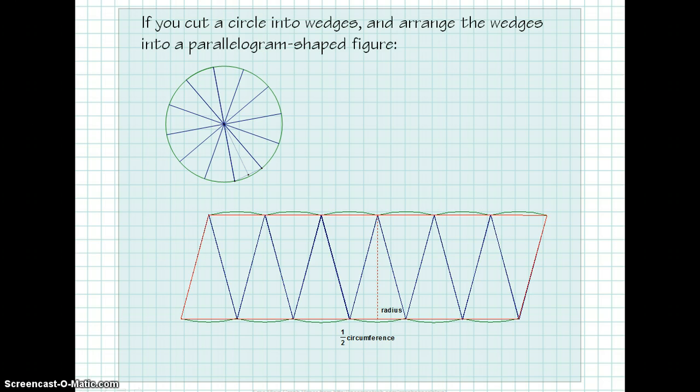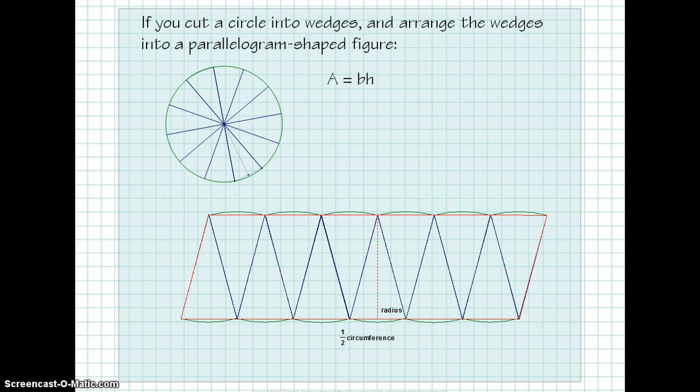Now as far as the area of a circle is concerned, if you take a circle and cut it up into a whole bunch of wedges, you can arrange the wedges to make a parallel-looking shape. The more wedges you make, the closer it gets to looking like an actual parallelogram. Because half of the wedges are on the bottom and half on the top, the base of my parallelogram is 1/2 of the circumference, and the height of my parallelogram is the radius.